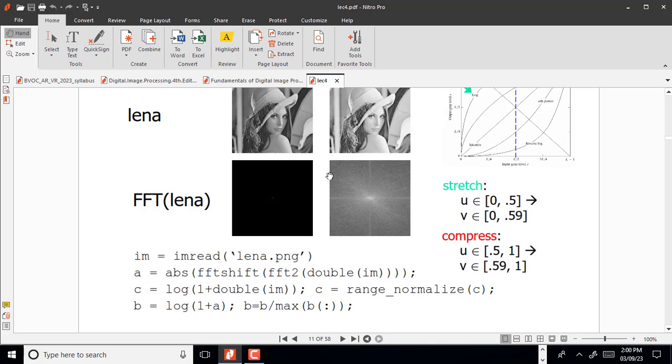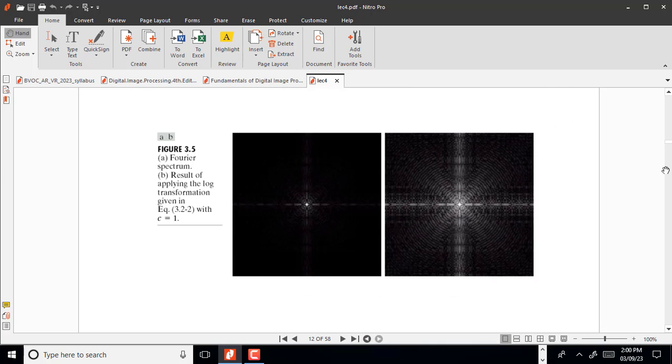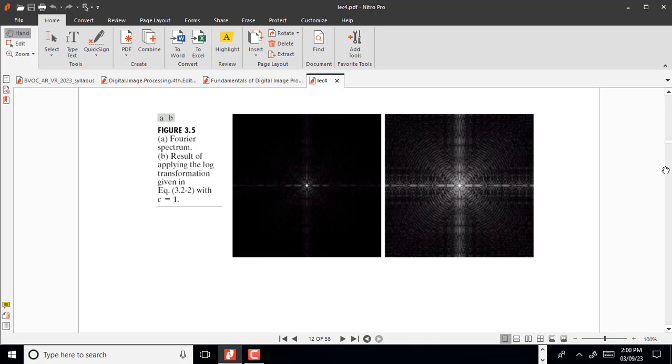For example, in MATLAB, I write im equal to imread of Lena.png, a equal to abs of fftshift of fft2 of double of the image im. So c equal to log of 1 plus double of im. That means c equal to the normalized range of c. b equal to log of 1 plus a, and b equal to b divided by max of b, over the entire row of that value. So the Fourier transformation spectrum like that is the result of applying the log.